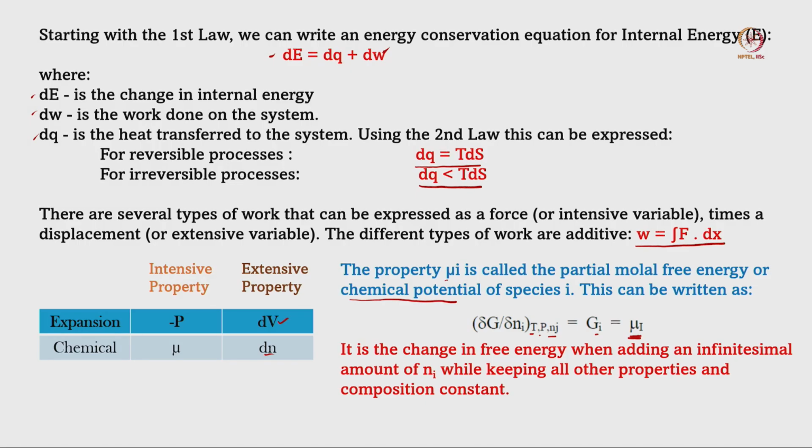Now, you are adding a very small amount of one particular reactant. Let that reactant amount be Ni. Then due to that Ni addition, what is the change in the free energy of that particular system, given that everything else is kept constant? That is the understanding of mu i, the chemical potential of that particular species.